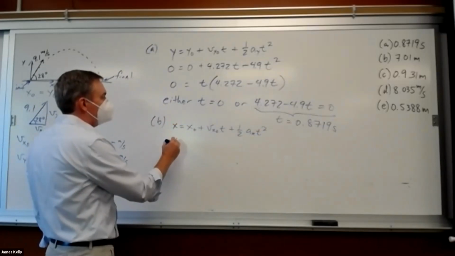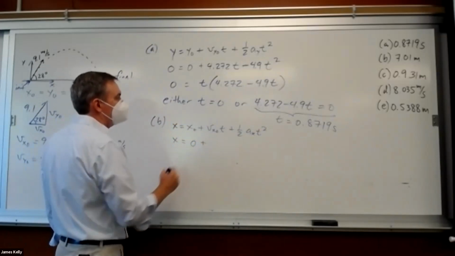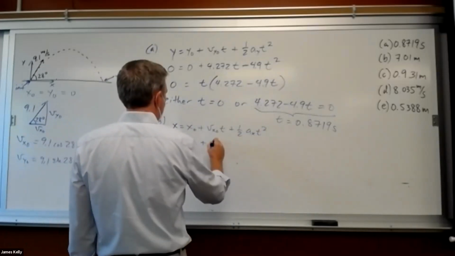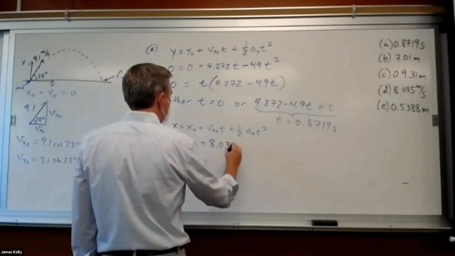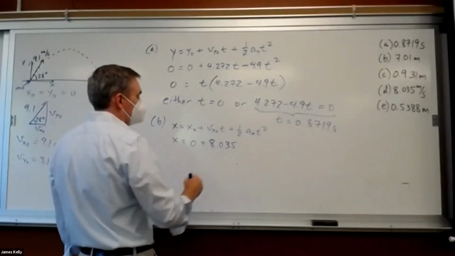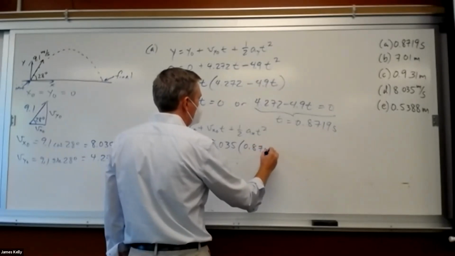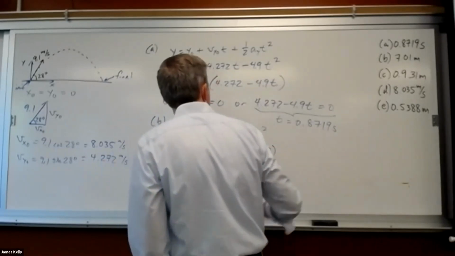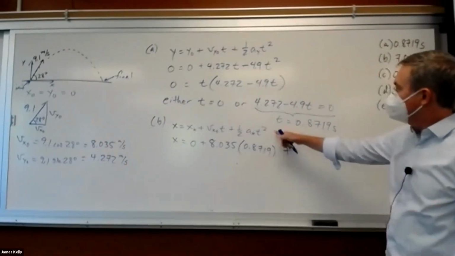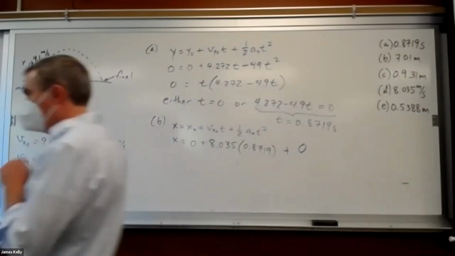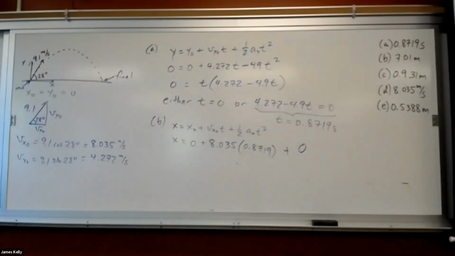So in this case, we want x final. X initial is 0. Vx initial we already found, 8.035. T we just found in between that initial and final was 0.8719. And fortunately, because I'm lazy, the last term is 0 because ax is 0. And so I just need to multiply those together. So that was easy once we did all the work for part A, 7.01 meters.